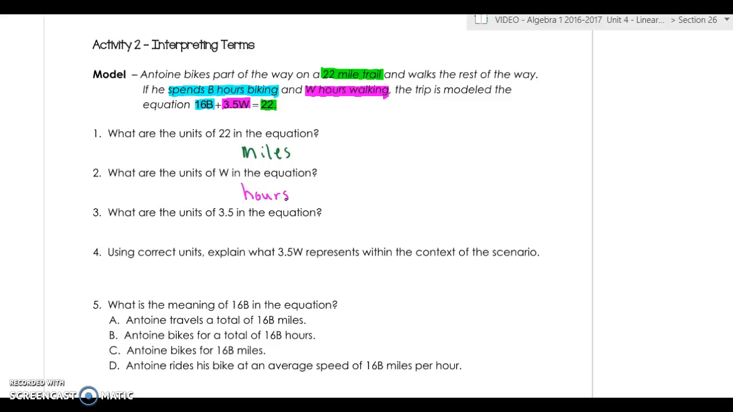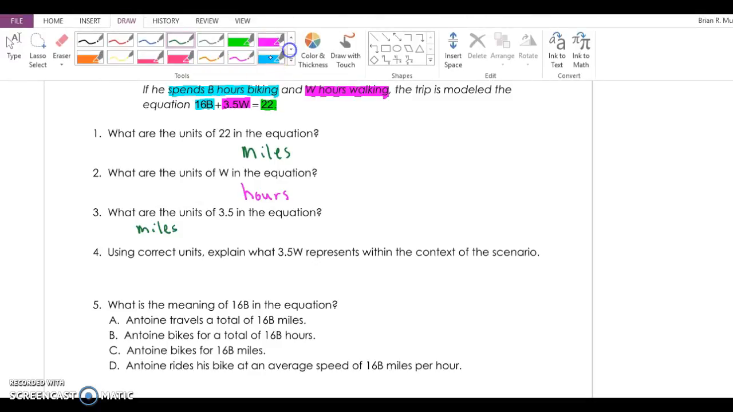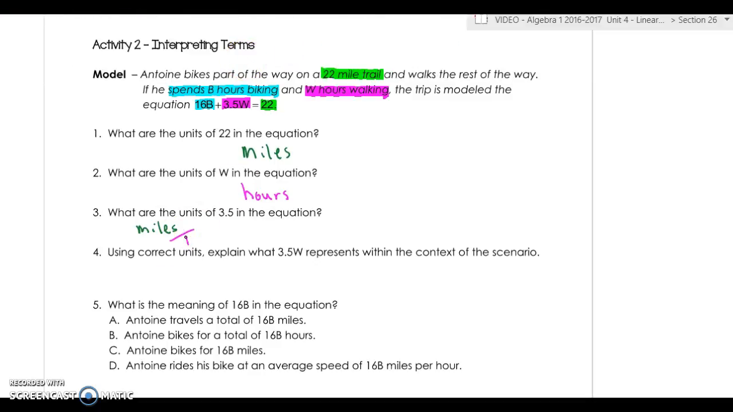3 says, what are the units of 3.5 in the equation? Because it's attached to one of our inputs, which in this case is W, we know that that's going to be a rate of change. So I'm trying to figure out the units of the output over the input. We know that miles is an output, and our input is W, which is hours. Miles per hour. So that's our unit for 3.5 in the equation. What that means is he's walking at 3.5 miles per hour, which seems reasonable.